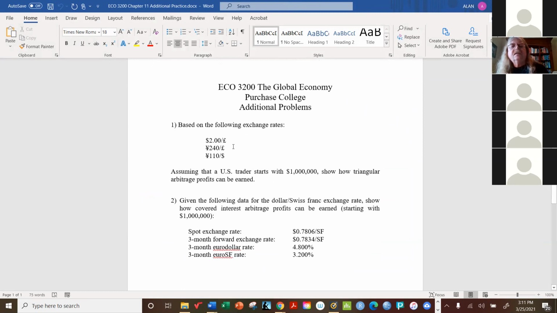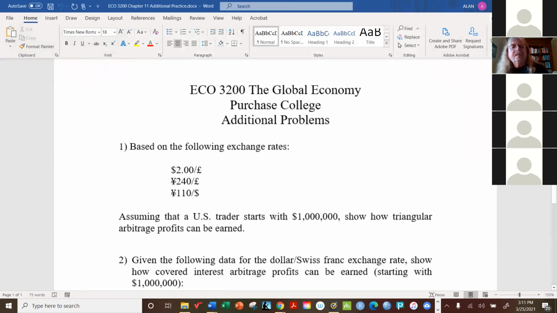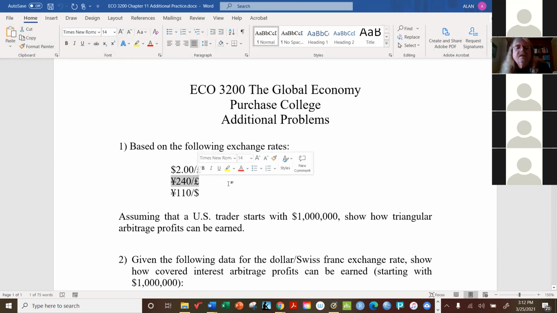So we've got three different exchange rates, as we always do in these cases. We notice that it costs $2 to buy a pound. It costs 110 yen to buy $1. And we have a cross exchange rate here of 240 yen per pound. Now, we're assuming that a U.S. trader is watching these very carefully. He has $1 million to spend. Let's say this is his bank's money, and he wants to earn an arbitrage profit by exploiting these numbers.